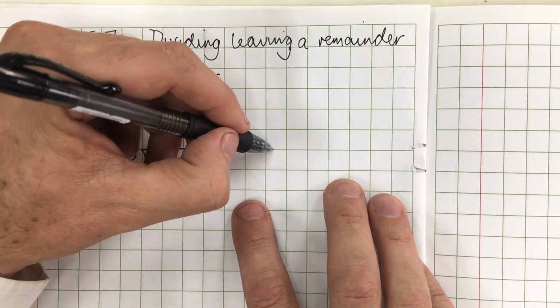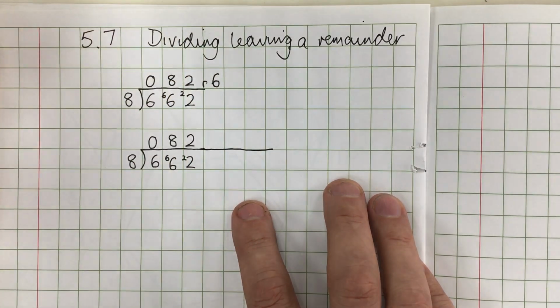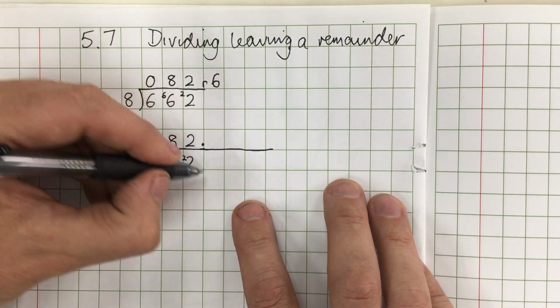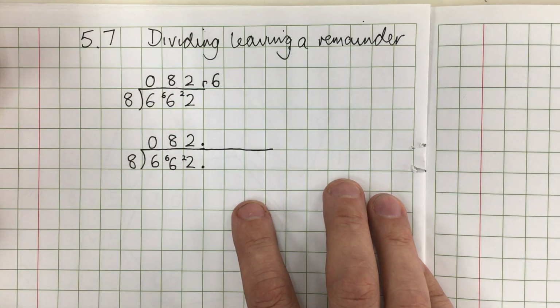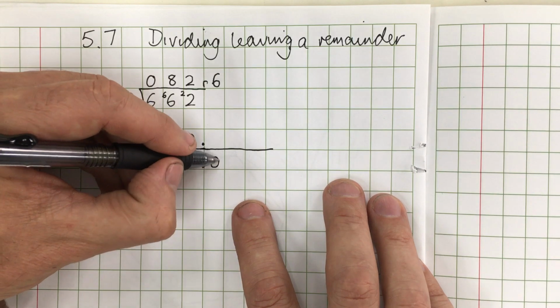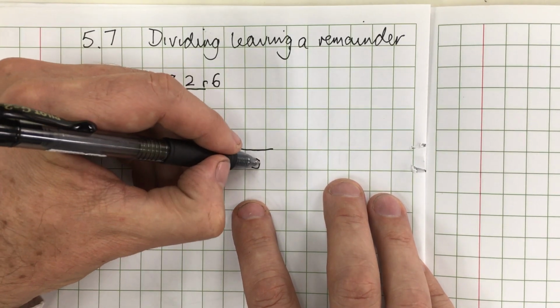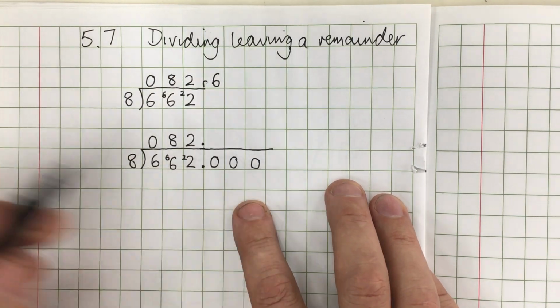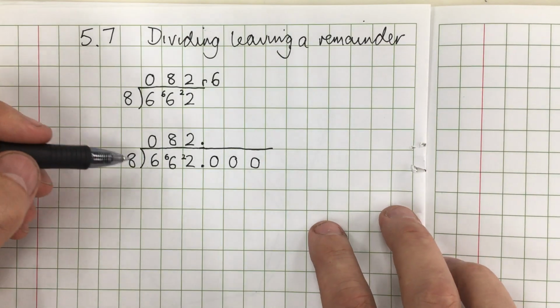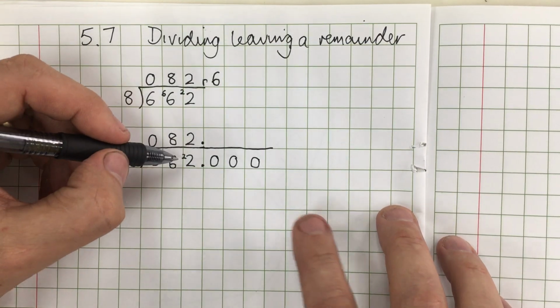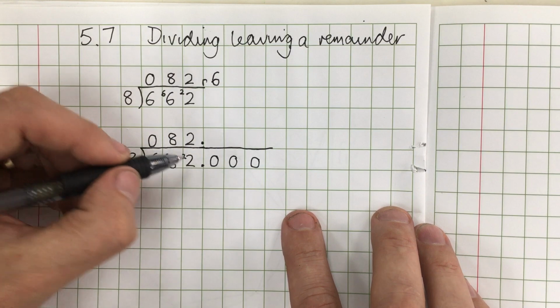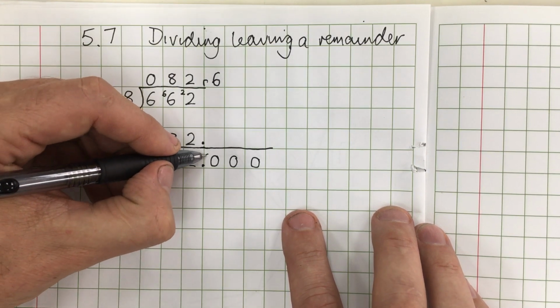Now this is where they differ. I'm going to extend that line there. I'm going to put a decimal point above and below the line, and I'm going to add some zeros. Adding these zeros after the decimal point doesn't change the value of the number. So there are 2 8s in 16. 22 minus 16 is 6.